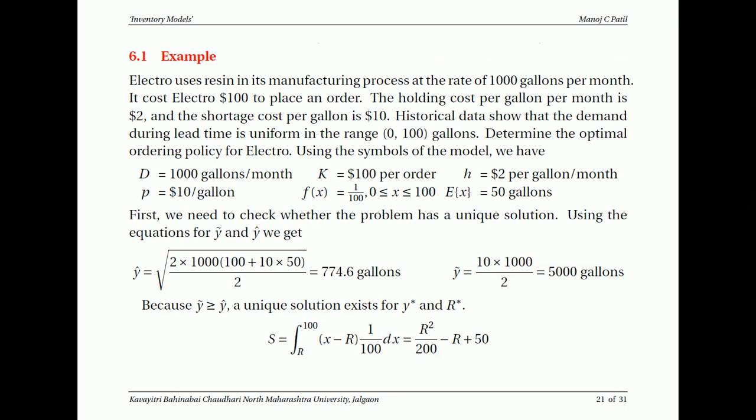Let's take this with an example. Suppose Electro uses resin in its manufacturing process at the rate of 100 gallons per month. So we have a demand of 100 gallons, d. It costs $100 to place an order, k is equal to $100. The holding cost h is $2, shortage cost per dollar p is 10. Historical data shows demand x follows uniform 0 to 100, so we have the distribution for x and expected x. So we know all these quantities.